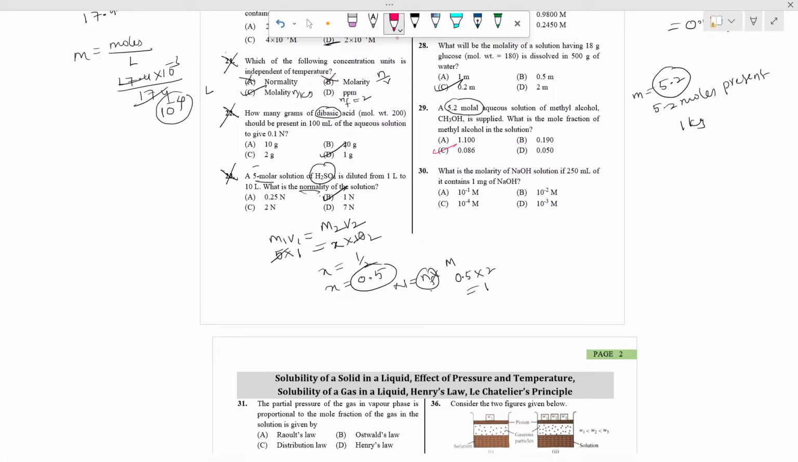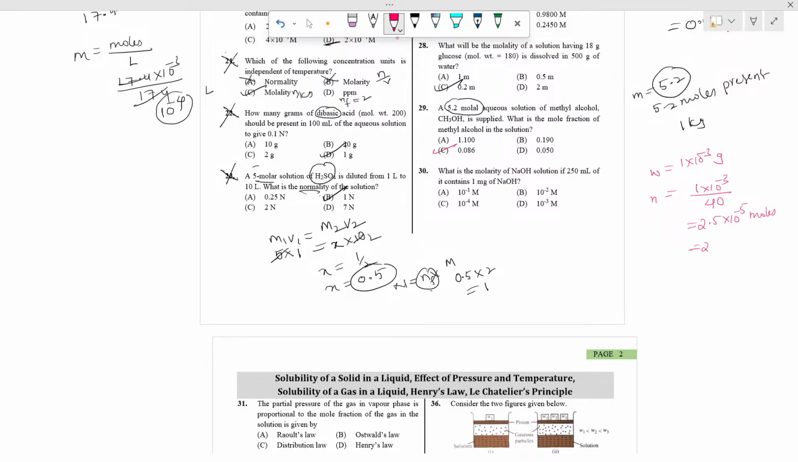What is the molarity of NaOH solution if 250 ml of it contains 1 milligram of NaOH? The weight of the solute they have given is 1 milligram, which means weight is equal to 1 into 10 to the power of minus 3 grams. Number of moles is equal to weight upon gram molecular weight, so 1 into 10 to the power of minus 3 upon 40. If you simplify this, 2.5 into 10 to the power of minus 5 moles will come.